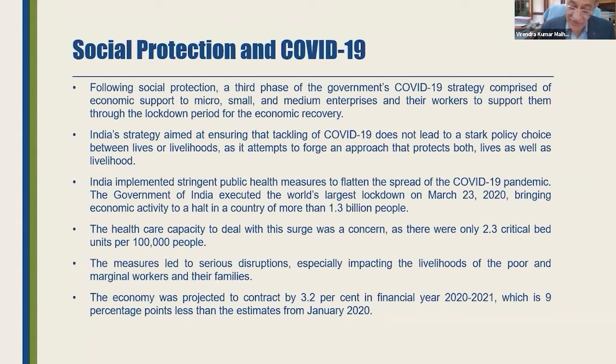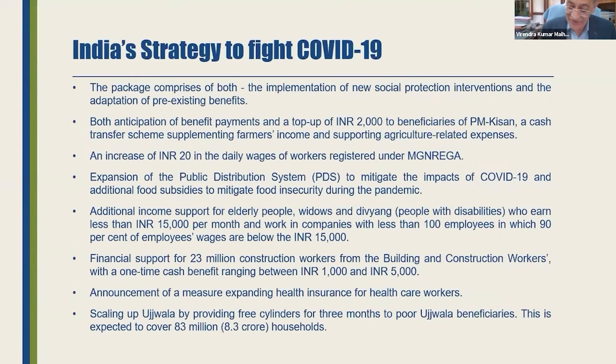Economic activity, we know, was brought to a halt as a result of lockdown for 1.3 billion people. Healthcare capacity to deal with this surge was a concern, as there were only 2.3 critical beds per 1 lakh population. The economy was projected to contract by 3.2% in financial year 2020-21, which is 9% points less than the estimates for January 2020.